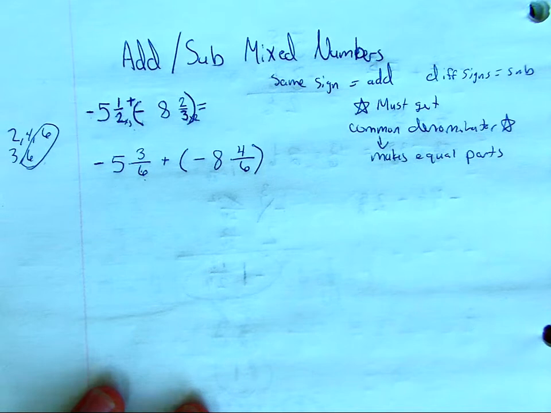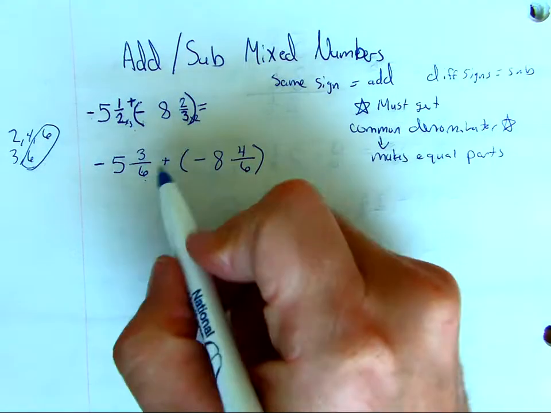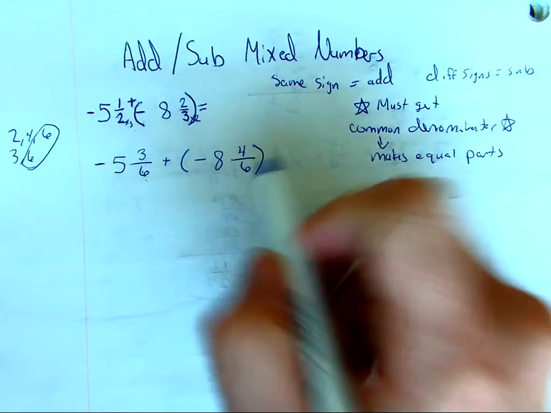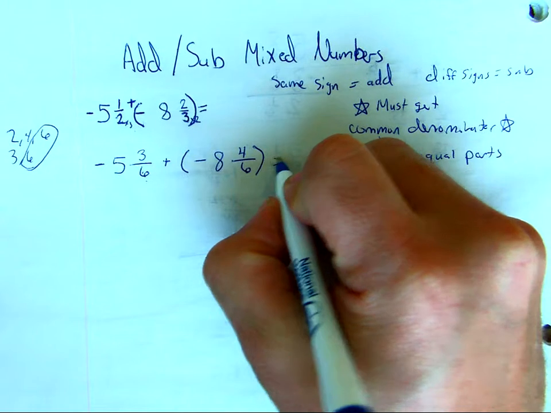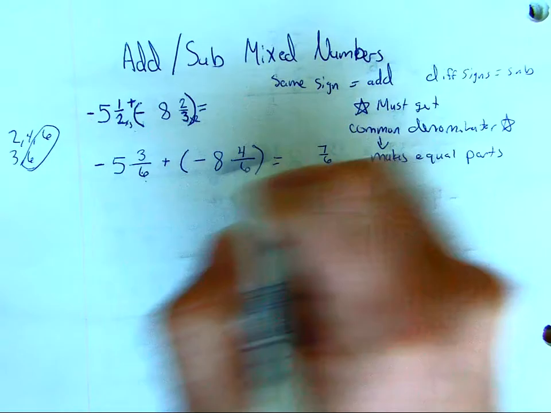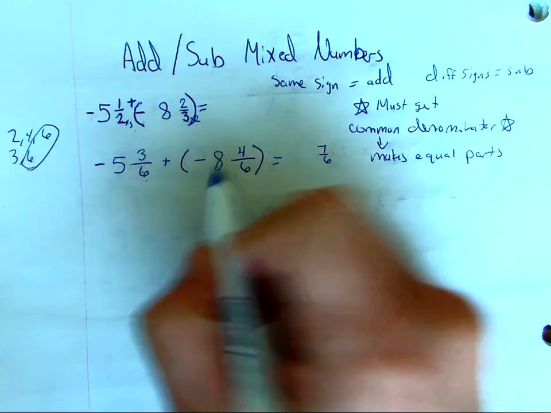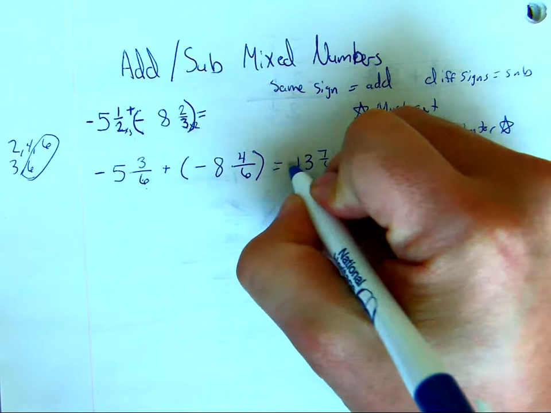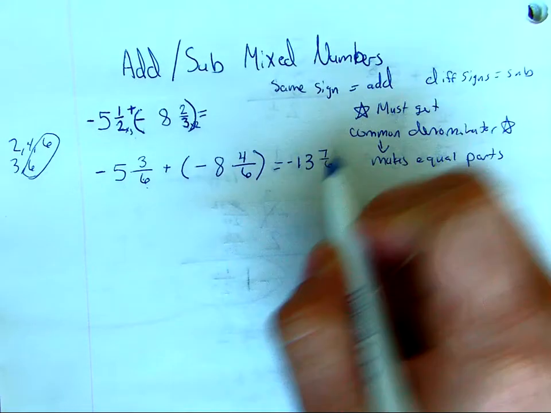I have two negative numbers, so I could simply add them together. 3/6 plus 4/6 makes 7/6. 5 and 8 is going to make 13. So I have negative 13 7/6.